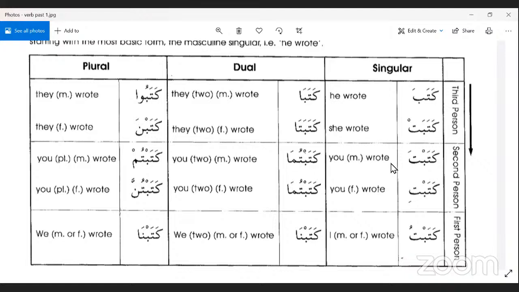And then the last two, Sister Mehtab. Katabtu, I wrote, it could be either male or female. Katabna, we wrote, could be male or female. Yeah, so there's no separate plural. It covers the dual and the plural as well. So katabna is for both the dual and plural.